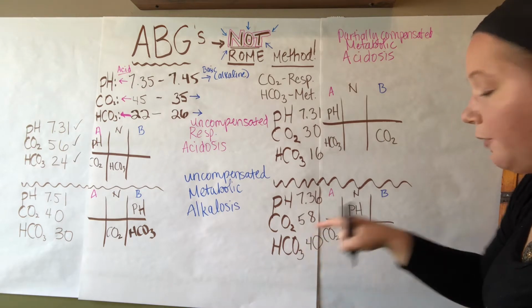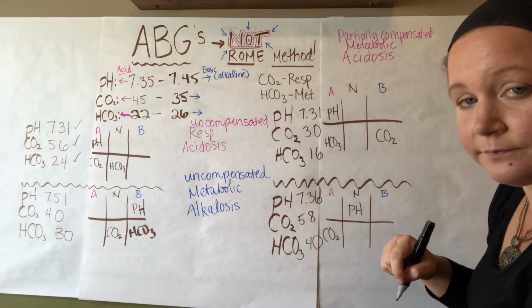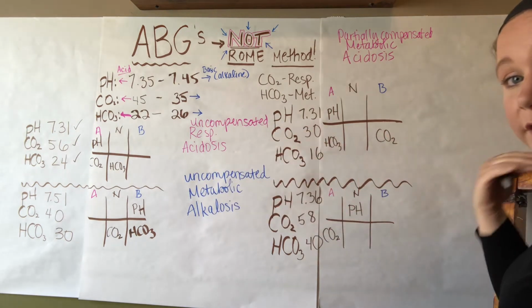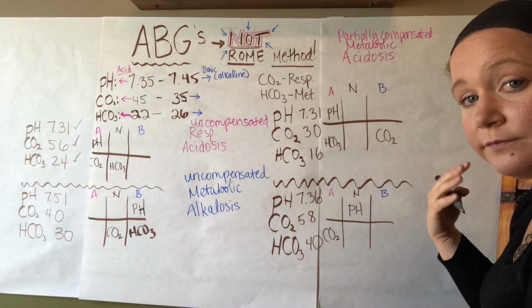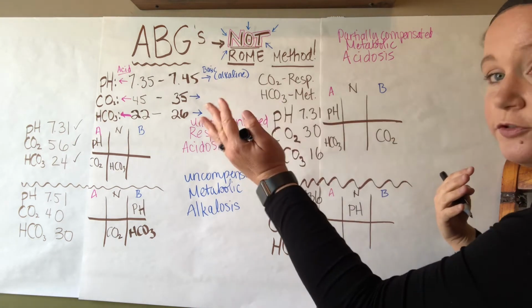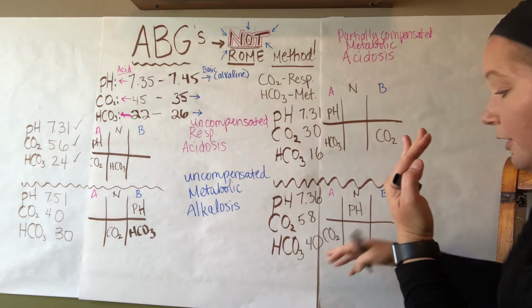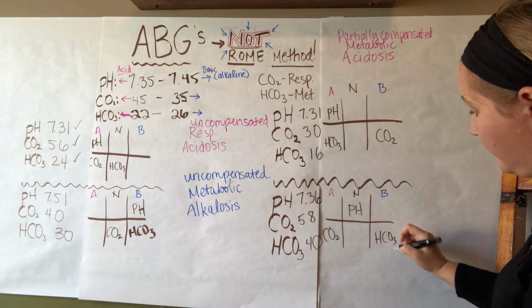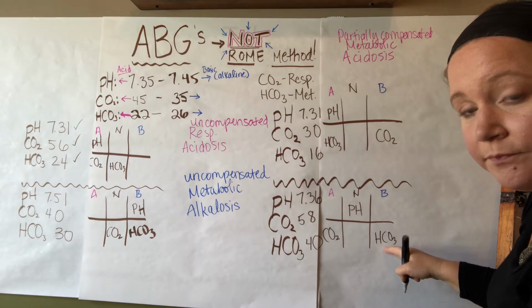We have a bicarb of 40. 22 to 26 is my range, and this is 40. So that's on what? The acid, normal, or base side. My range is 22 to 26, and we're at 40. So that goes in my base box.